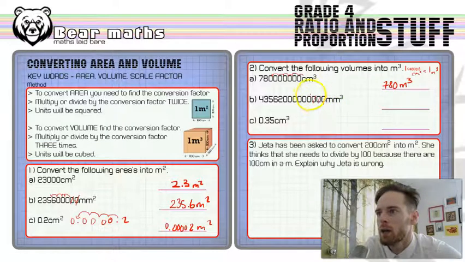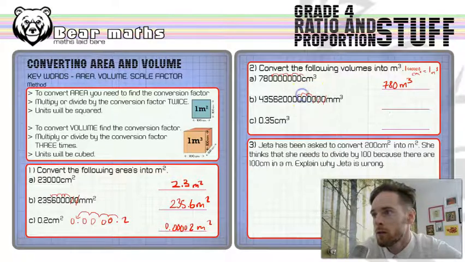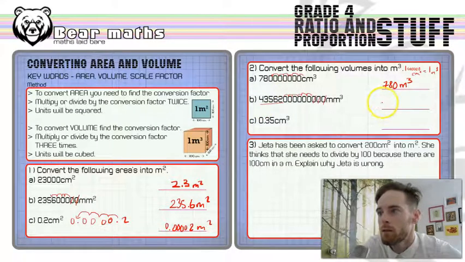And then we're going to have to divide again by 1,000,000, because we're in centimeters cubed now. So 1, 2, 3, 4, 5, 6. We can knock all those zeros off. So there's our answer to how many meters cubed. It's 4, 3, 5, 6, 2 meters cubed.